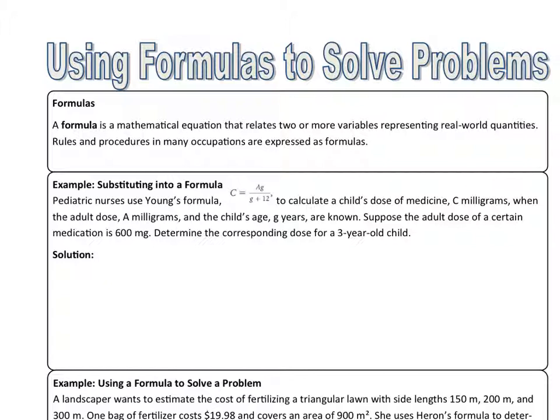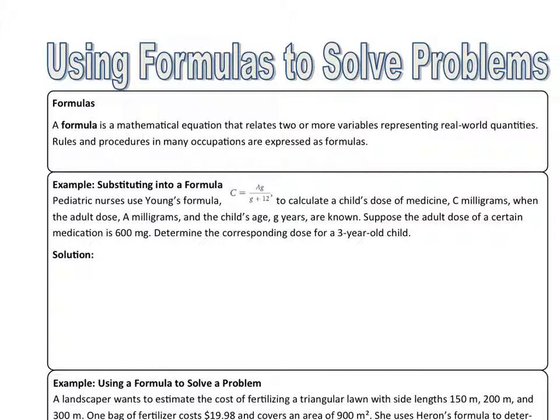All right, so let's take a look at our example, and we're going to substitute into a formula. Pediatric nurses use Young's formula, C equals AG divided by G plus 12, to calculate a child's dose of medicine, C milligrams, when the adult dose A milligrams, and the child's age, G years, are known. Suppose the adult dose of a certain medication is 600 milligrams. Determine the corresponding dose for a 3-year-old child.